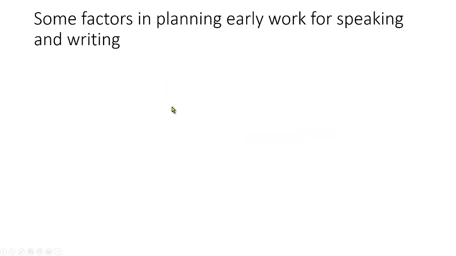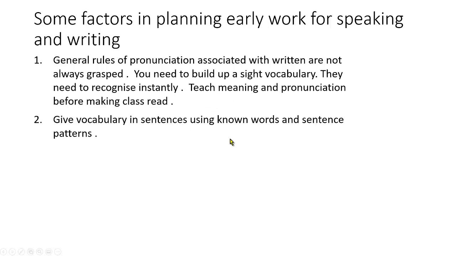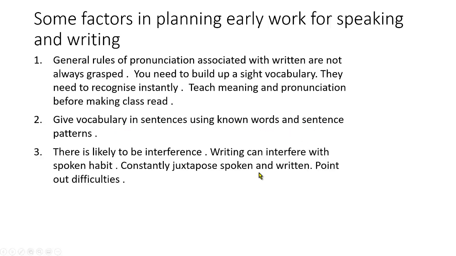Factors in planning early work for speaking and writing. Just remember these things. General rules of pronunciation associated with written language are not always grasped. You need to build up a sight vocabulary. Actually, that's what you're saying to the students. They need to recognise it instantly. So teach meaning and pronunciation before making them read it. So deliberately be explicit. Give vocabulary in sentences using known words and sentence patterns.